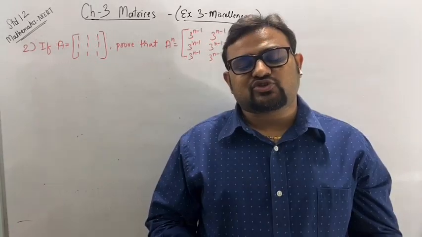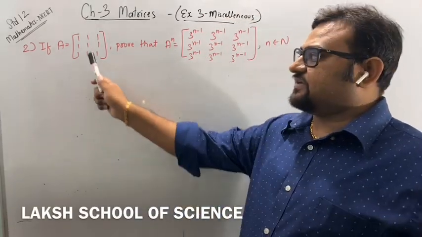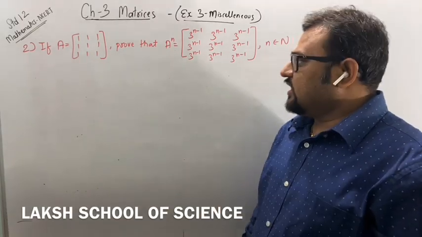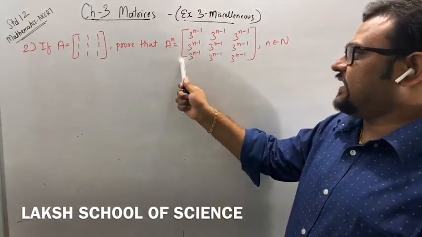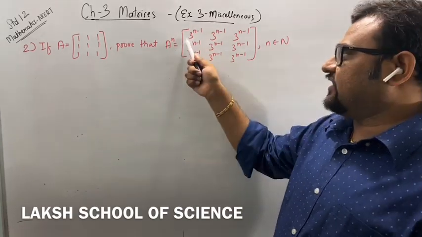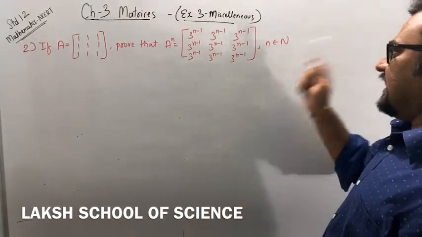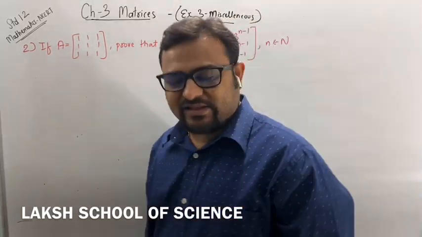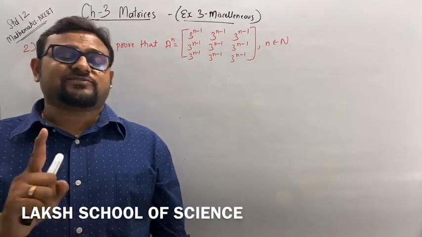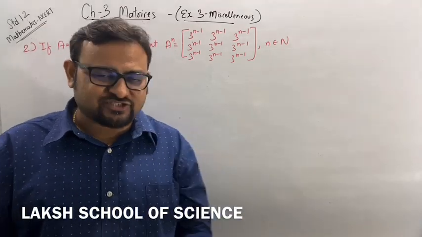The next is question number 2. In question number 2, a 3 cross 3 matrix A is given like 1 1 1, 1 1 1, 1 1 1. And you have to prove that A raised to n is equal to again a 3 cross 3 matrix where 3 raised to n minus 1 is at each position, where n belongs to N, means natural number. Now again we will use the same method of principle of mathematical induction.